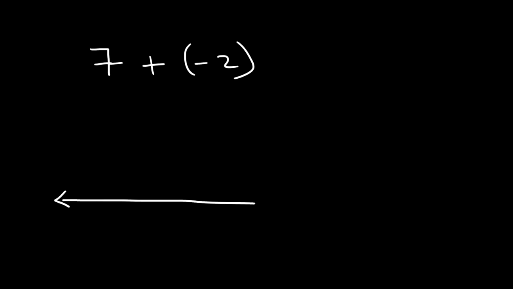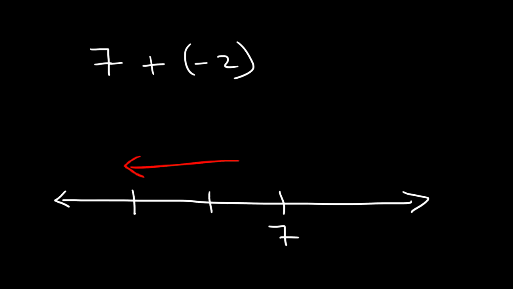Now what about this one? What is 7 plus negative 2? Feel free to pause the video and try that. So if we start with 7, all we need to do is travel 2 spaces to the left. So this is 6 and this is 5. 7 plus negative 2 is the same as 7 minus 2, which is 5.